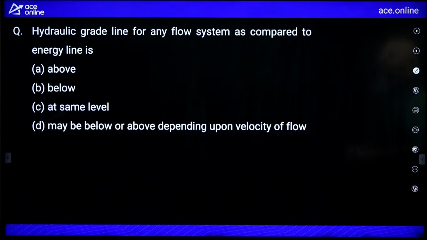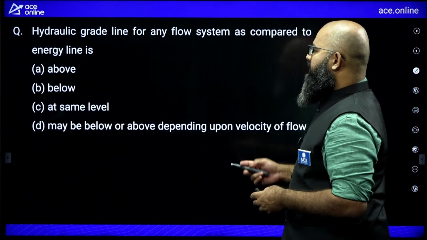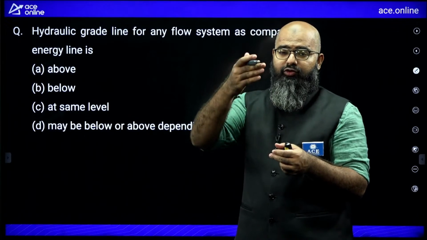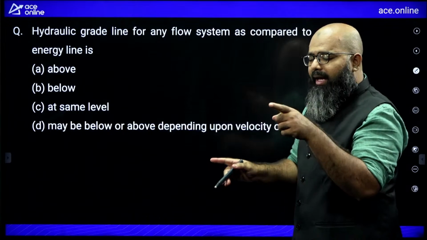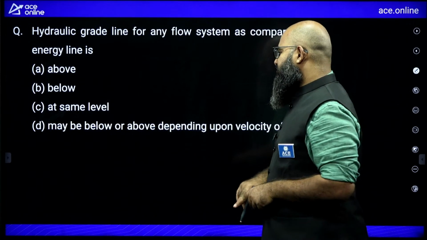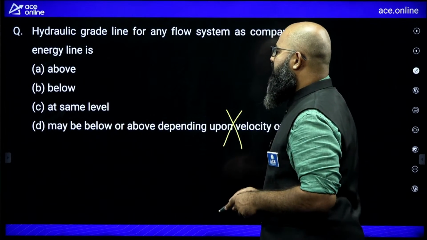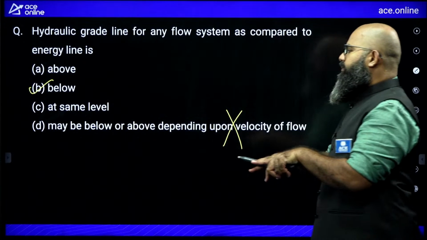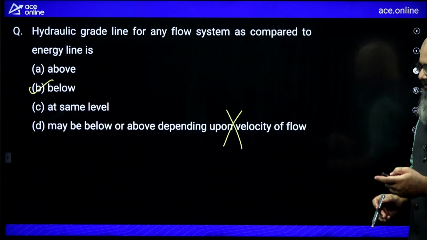Chaliye. Hydraulic grade line for any flow system as compared to energy grade line. Where will hydraulic grade line lie? Remember, hydraulic grade line is V square by 2g below energy grade line. So it is always supposed to be below. It may match with energy grade line provided the velocity is equal to 0. So it is below or matches with the EGL. So the best answer over here is below only.